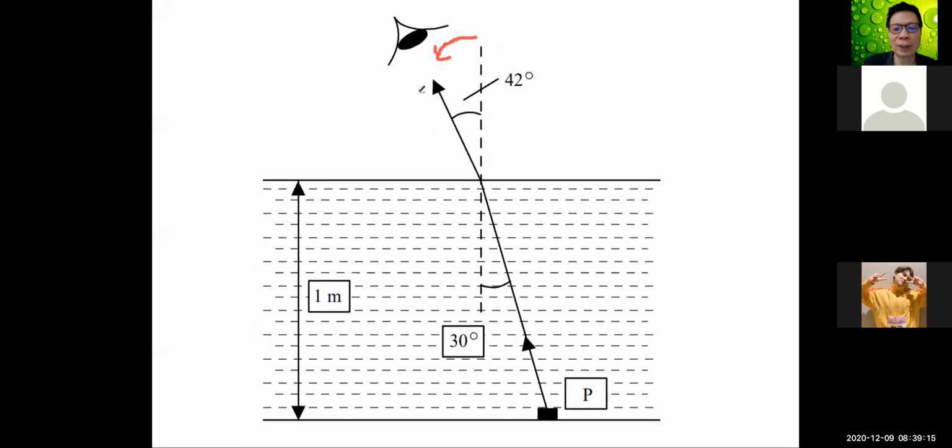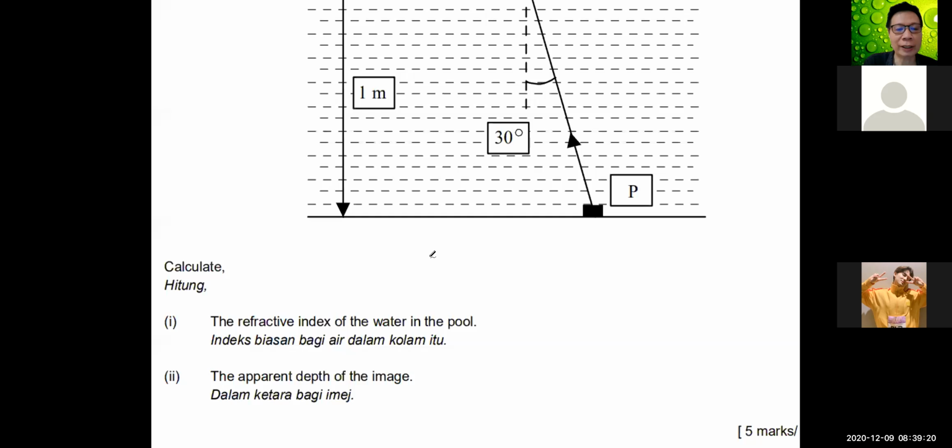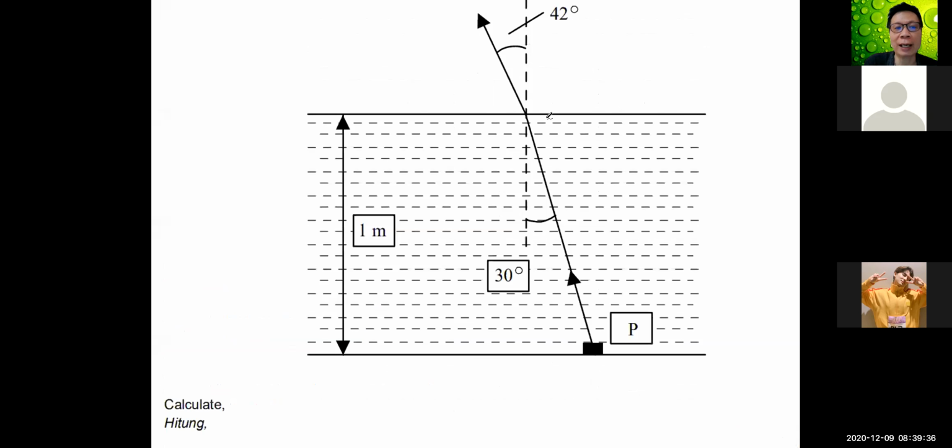Okay, so the information given here. Let's see what the question asks. The question asks, calculate the refractive index and the apparent depth. Two things they ask you to find. First is to find the refractive index. Second is to find the apparent depth. Apparent depth is here. Come, you need to know what that is first.